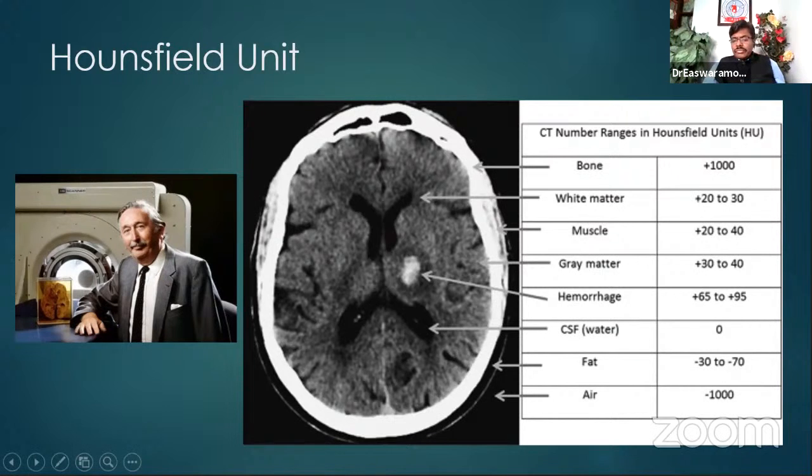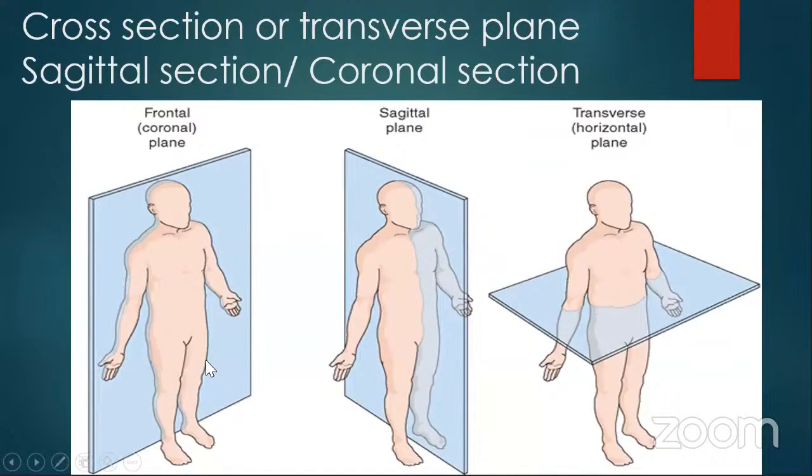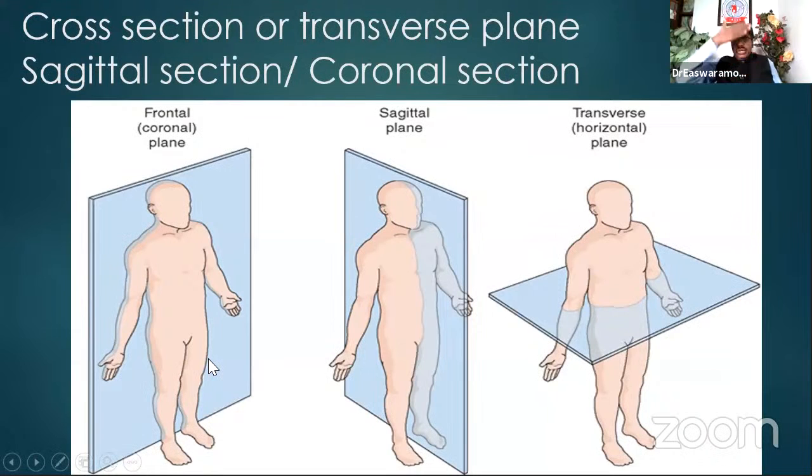Thank you. So these are the three important views. The coronal plane, in other words, this way. You look this way, you take a section of your body. Sagittal plane, this way, like a sagittal suture, like that.